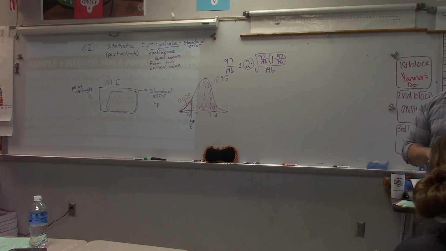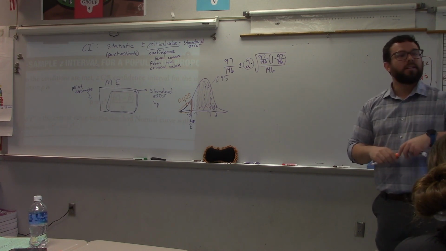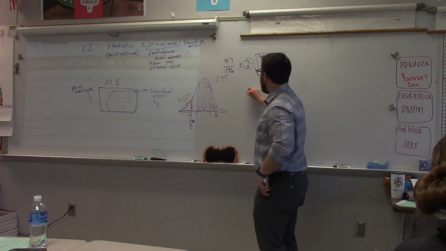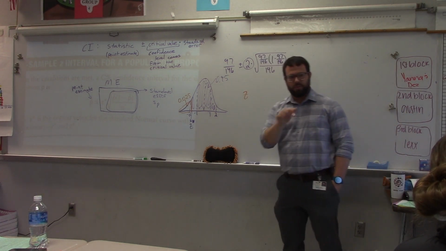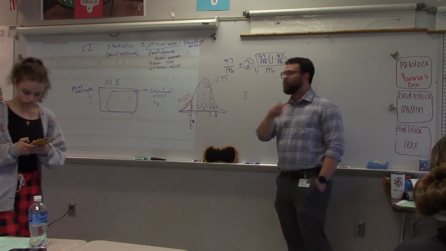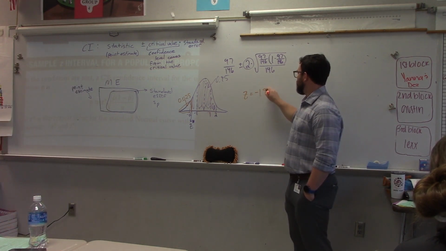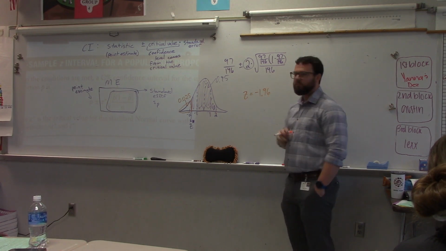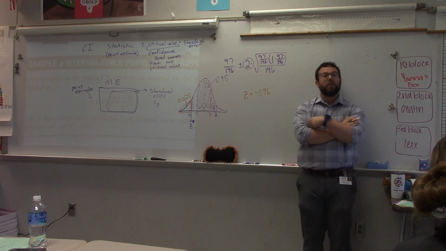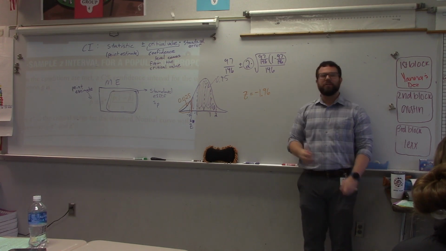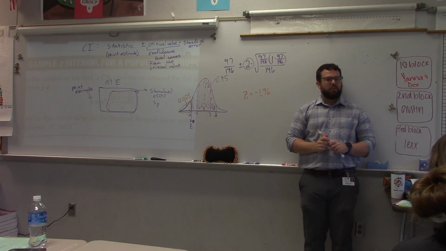Negative 1.95. How many decimals do you want? That's a good question. So areas and proportions, we do 4 decimals. Z-scores, we do 2. Okay, well then, I guess I'm like negative 1.9599. Remember, Z's, we do 2. Areas or proportions, we do 4.